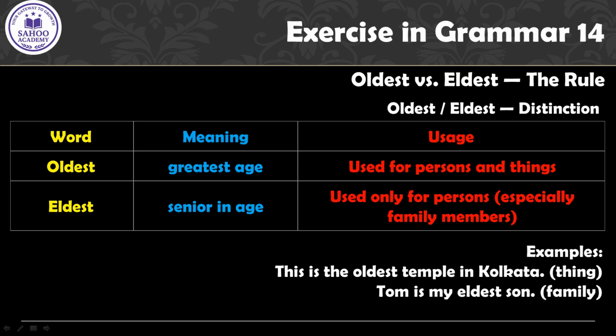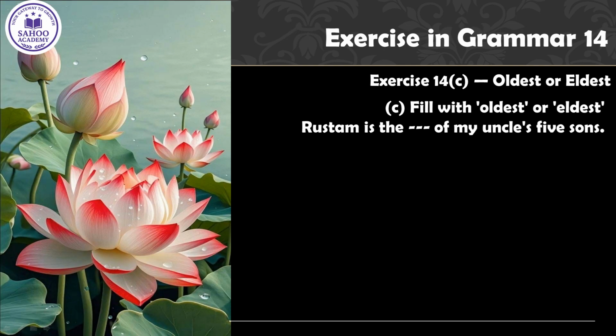So let's take some examples. This is the oldest temple in Kolkata. Here it is a thing, so we use oldest. Tom is my eldest son. Here it is a family member, so we use eldest. Clear? So oldest means people plus things, and eldest is used only for family members. Now the rule is clear for you. Let's move to the next exercise. Let's do exercise 14c. Fill in the blanks with oldest or eldest.